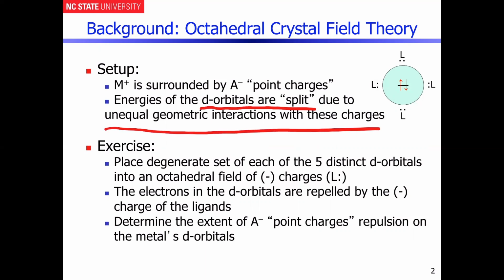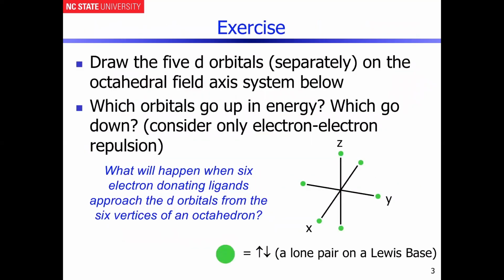So we're going to play with this in an interesting way. We're going to start with the degenerate set of the five d orbitals in an octahedral field of negative point charges from the ligands. The electrons in the d orbitals will be repelled by the negative charges of those ligands, and that's going to result in a splitting of these d orbital energies. So let's take a look at what this actually looks like.